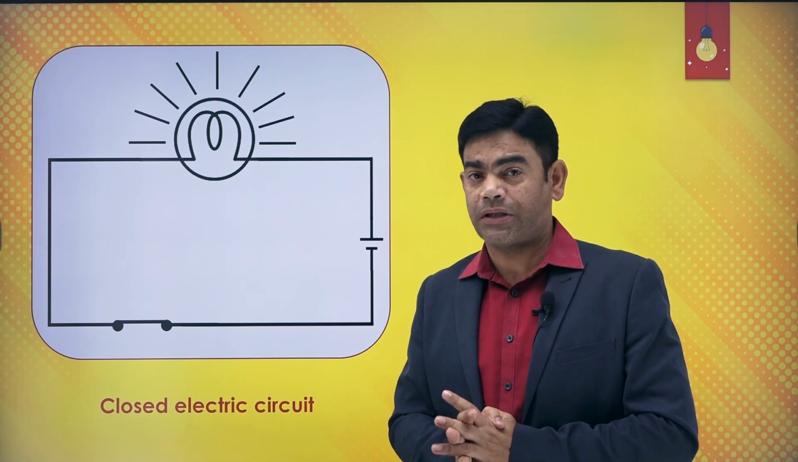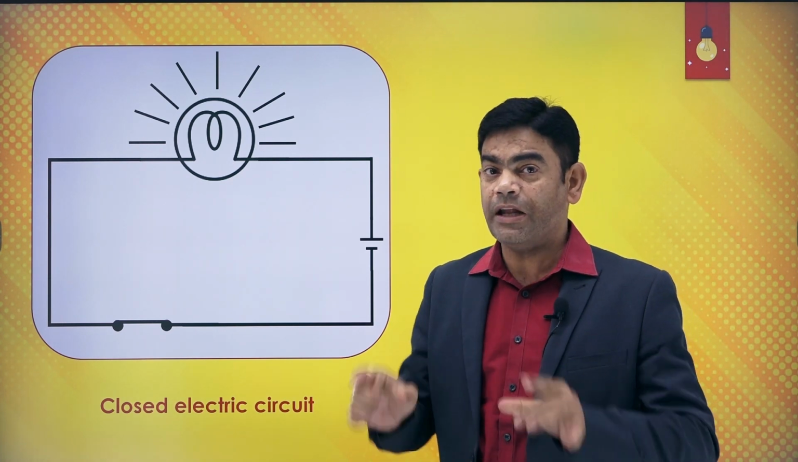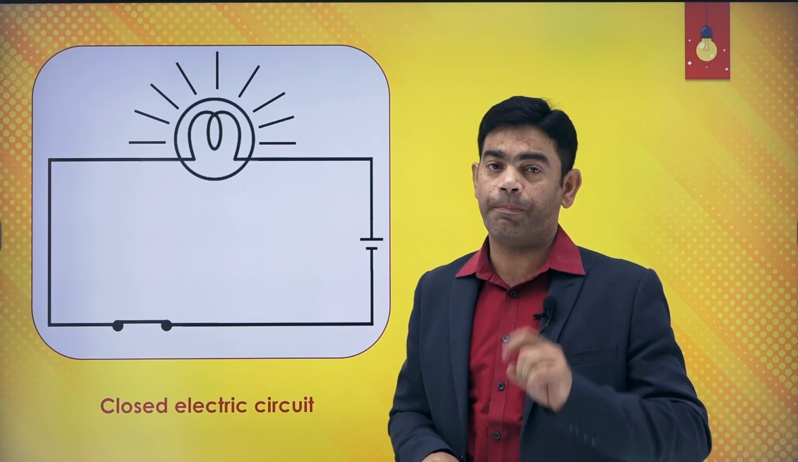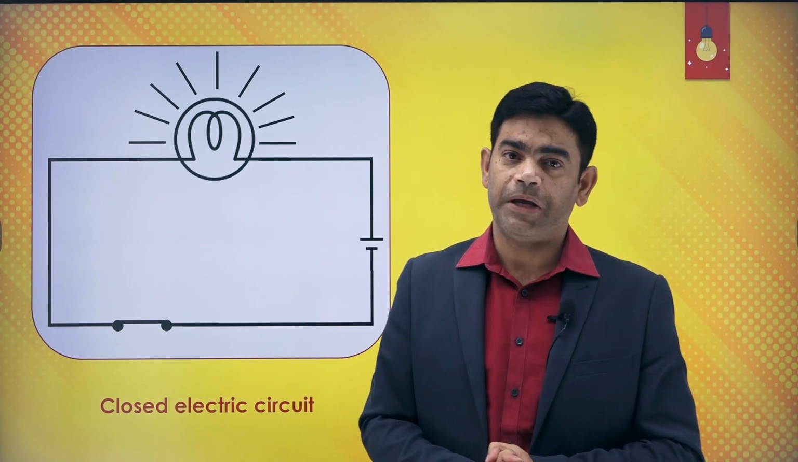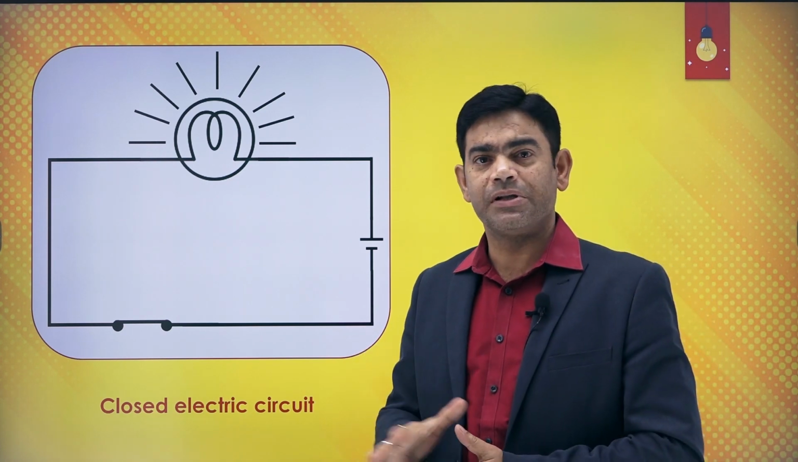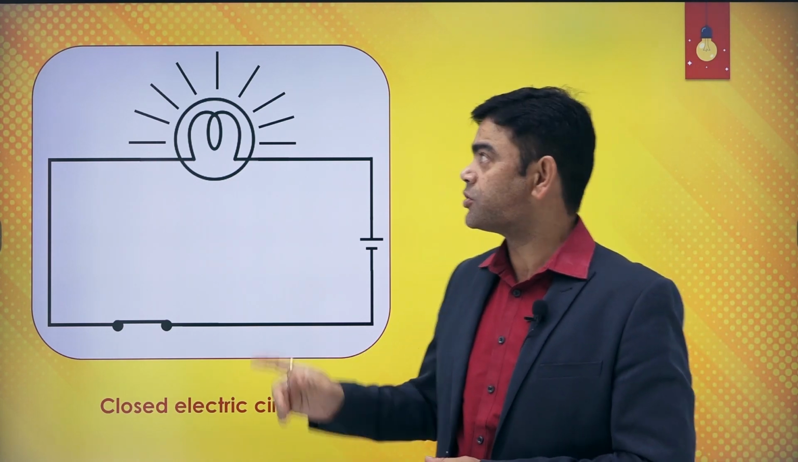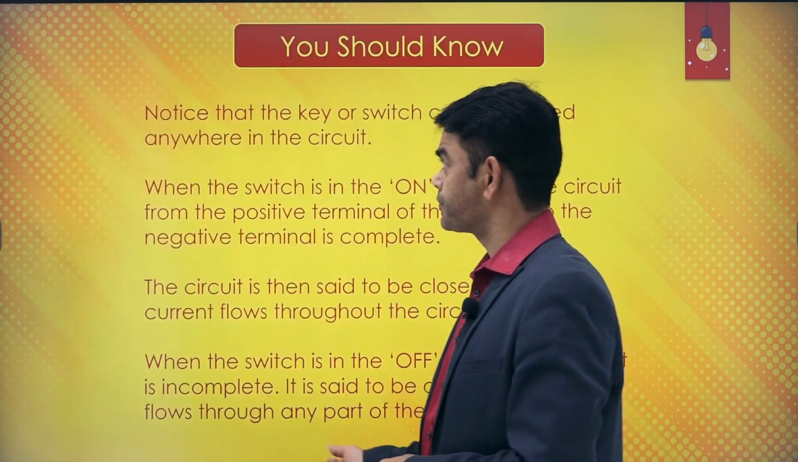Now I think you must have understood that we need a path for the current to follow. The path is called an electric circuit. I can represent an electric circuit on paper by using symbols. I can draw it over there. Okay, so that was about an electric circuit.